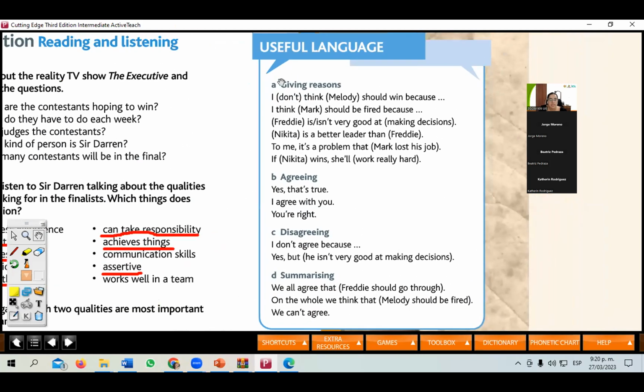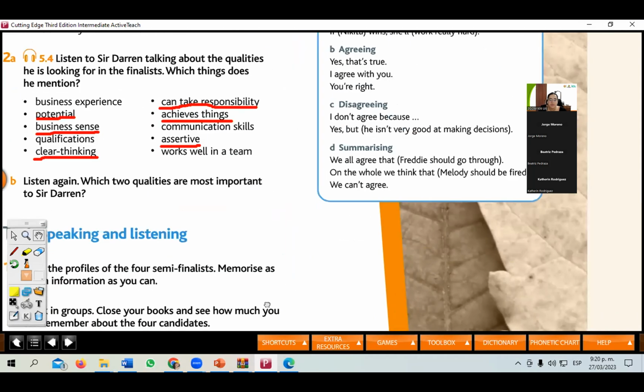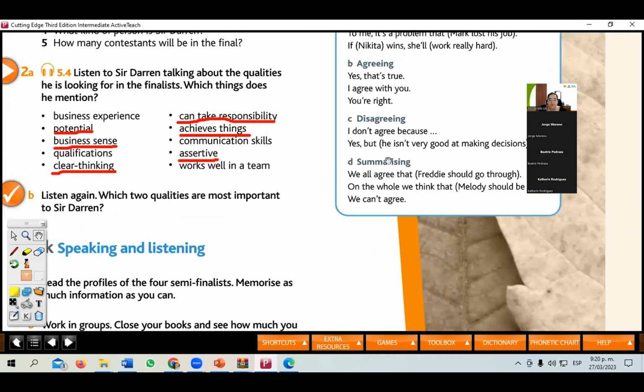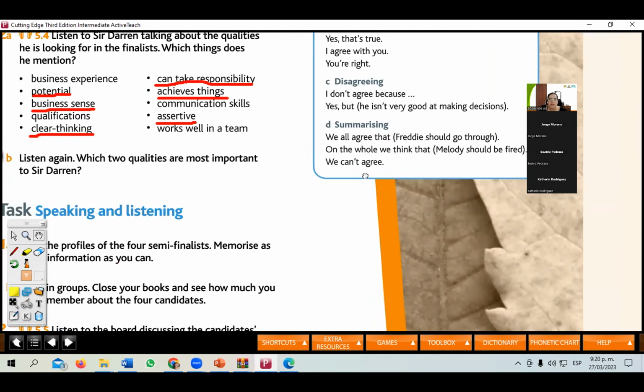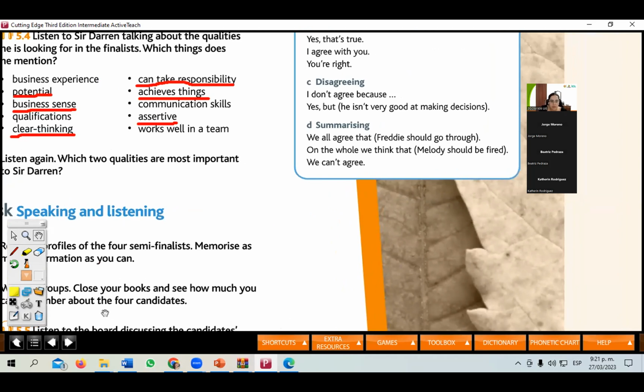So when you are discussing and giving reasons, you can use the phrases in the useful language box. I think Melody should win because, or Mark should be fired because, Nikita is a better leader than Freddie, etc. You can use all this vocabulary in the useful language box. All right? And at the end, well, you summarize the information. We agree that Freddie should be the winner, or we agree that Melody should be fired, for example.